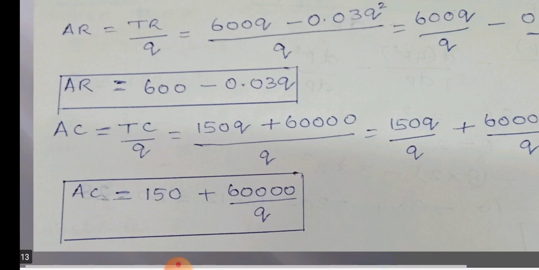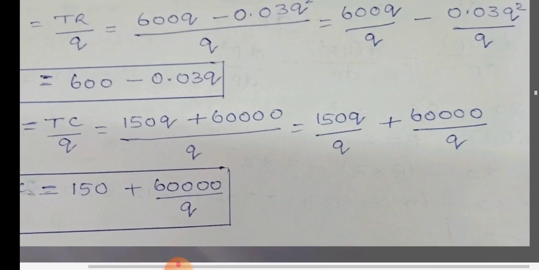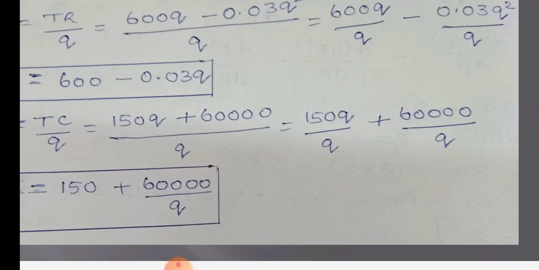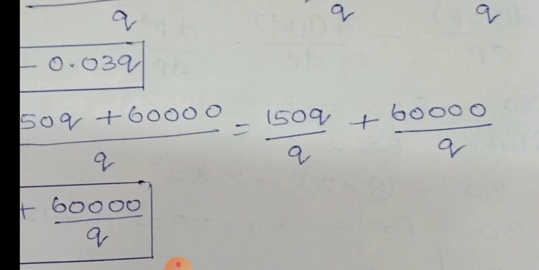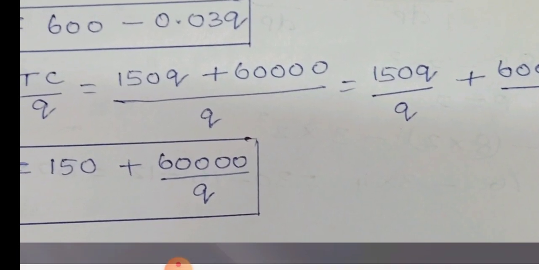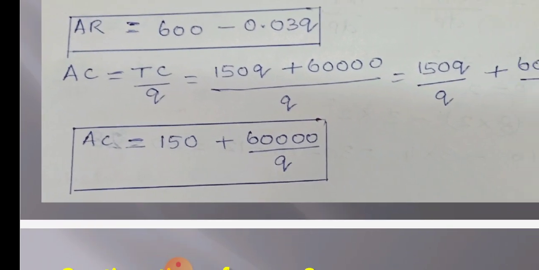Next we need to find average cost. Average cost, how will you find? Total cost divided by quantity. Total cost function is given to be 150q plus 60,000 divided by q. Now this q is common for 150q, and for 60,000 also this is common. You can write it in this format. Now q and q get cancelled. So remaining you get, the average cost function is 150 plus 60,000 divided by q. This is the value of the AC function.